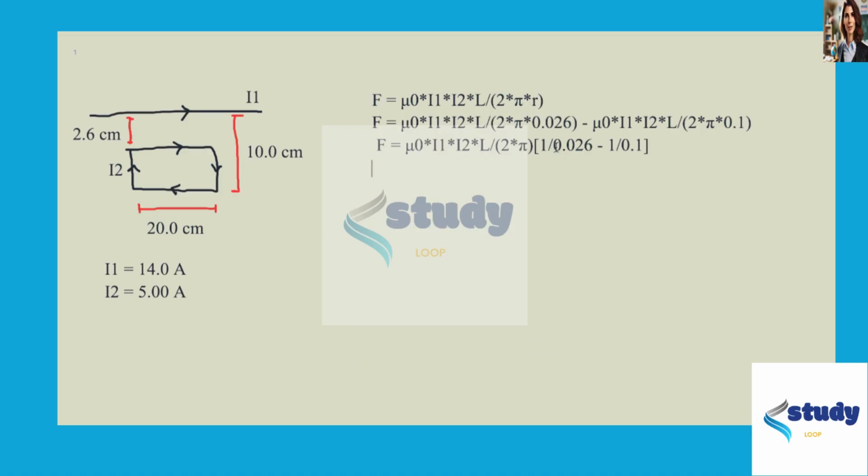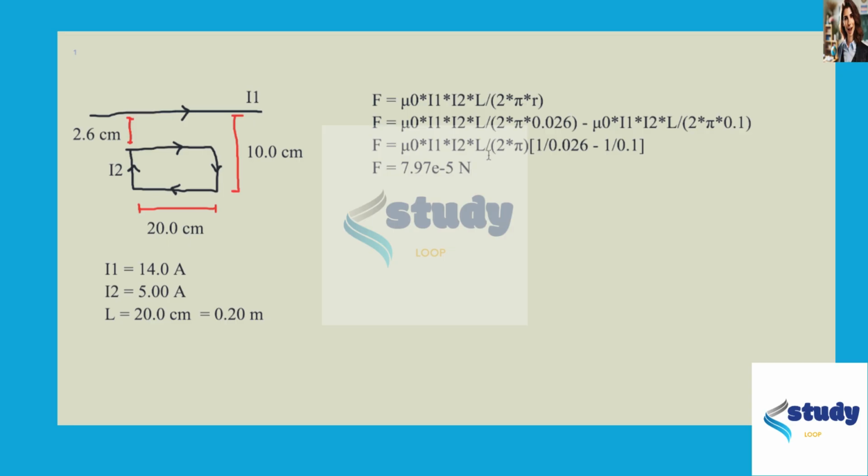And again, we're just looking for a magnitude, so we just want to take the absolute value of our result. Let's make sure we know everything that we're plugging in. I'm going to explicitly say that L here is 20 centimeters, which is 0.2 meters. So now we explicitly have everything to plug into our equation. When we plug in and solve, we get the force is equal to 7.97 times 10 to the minus 5 newtons.